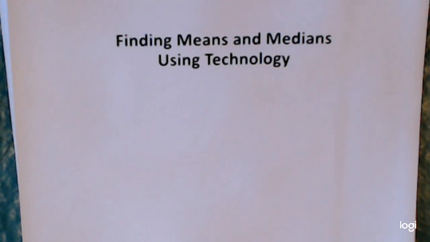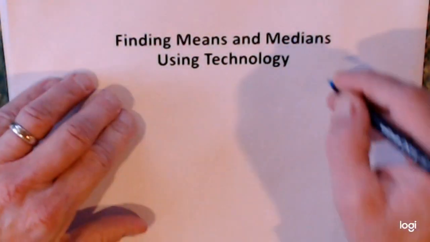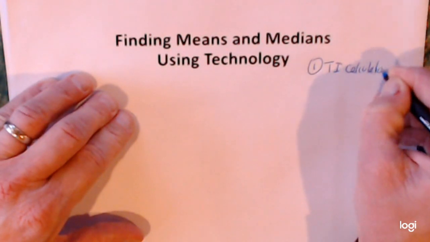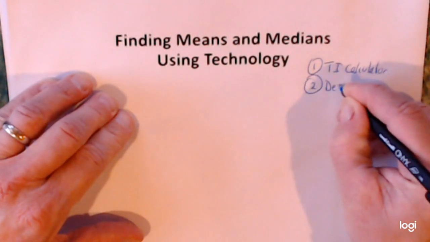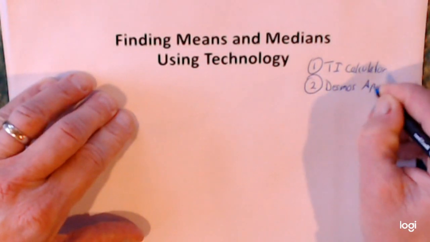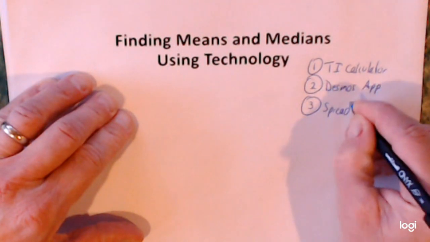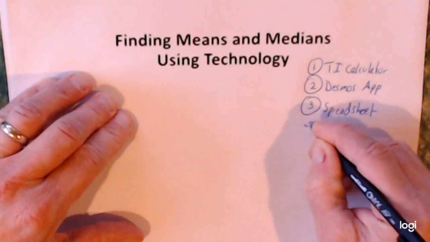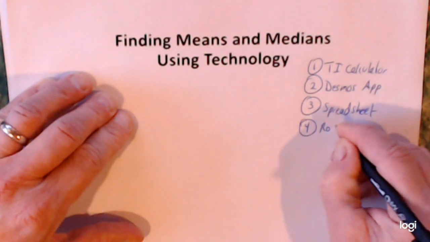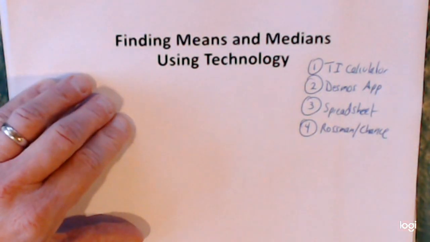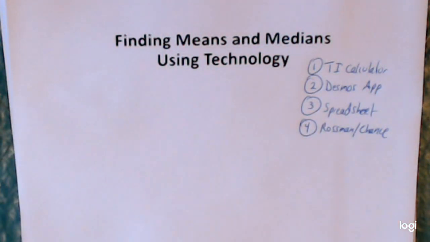Okay, so I'm going to talk through four different ways of doing it. I'm going to talk about the TI calculator. I'm going to talk about using the Desmos app online. I'm going to talk about using a spreadsheet. And I'm going to talk about using a Rossman Chance descriptive statistics app online. So hopefully you have access to at least one of these, certainly, and hopefully more than one of these.